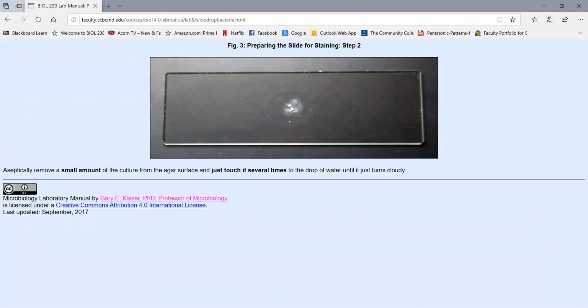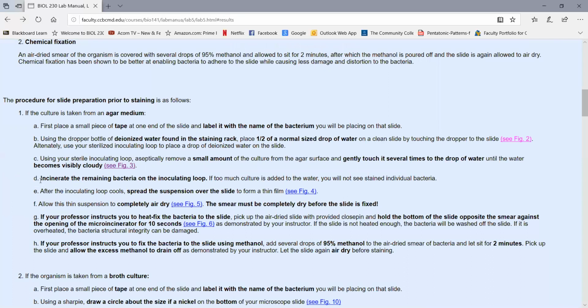That would be way too many bacteria. But when we see there's definitely some bacteria in the drop of water, that's plenty. Then you want to burn the remaining bacteria off the loop. Because remember, if you put too much bacteria in the water, they're still going to be piled on top of one another. You won't be able to tell the shape or the arrangement or the form very well. And if it's a gram stain, you won't be able to get reliable gram staining if they're piled on top of one another.